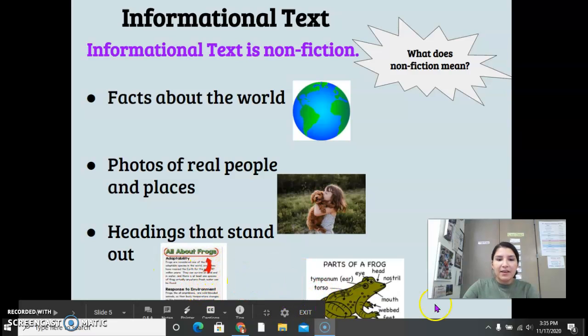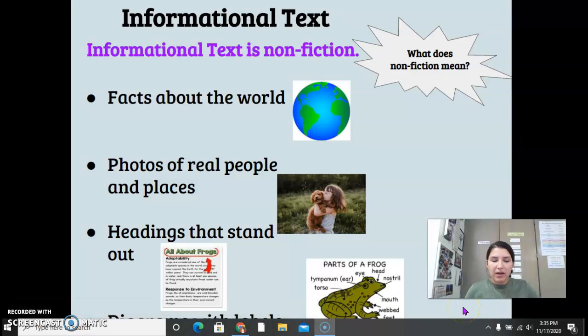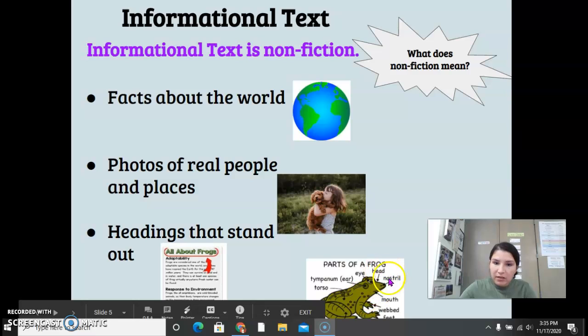Okay? And then down here, let me see, maybe if I move my arrow out, you still can't see it, but it says diagrams with labels. Now a diagram is an image with labels. So here's our image and our labels. It's a frog, and there are different little labels that point to the parts of this frog. So head, nostril, mouth, webbed feet, eye, ear, okay? So all these characteristics you might find in an informational book.